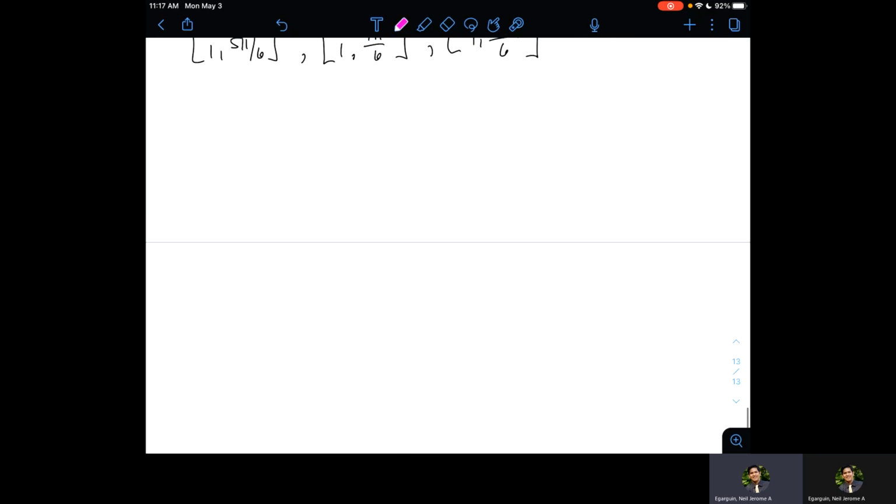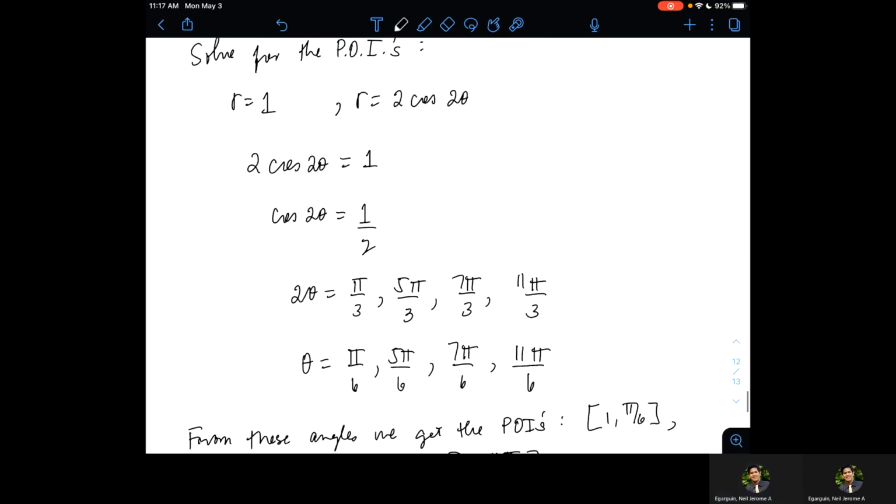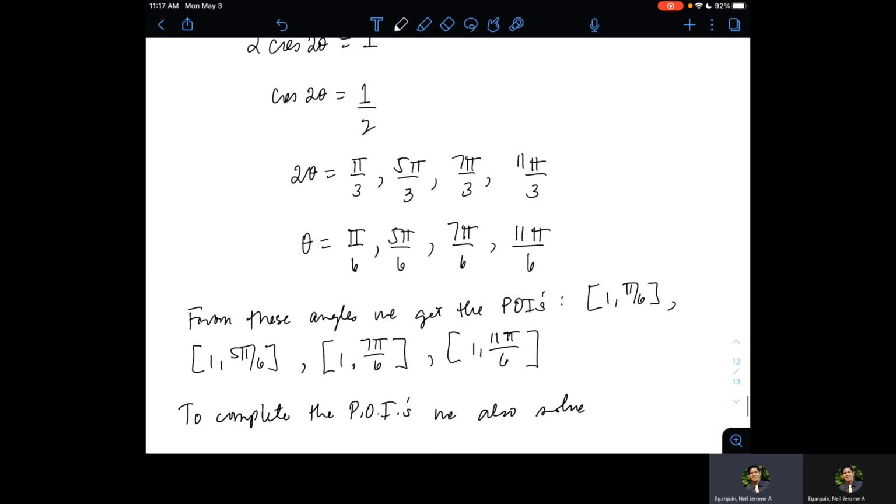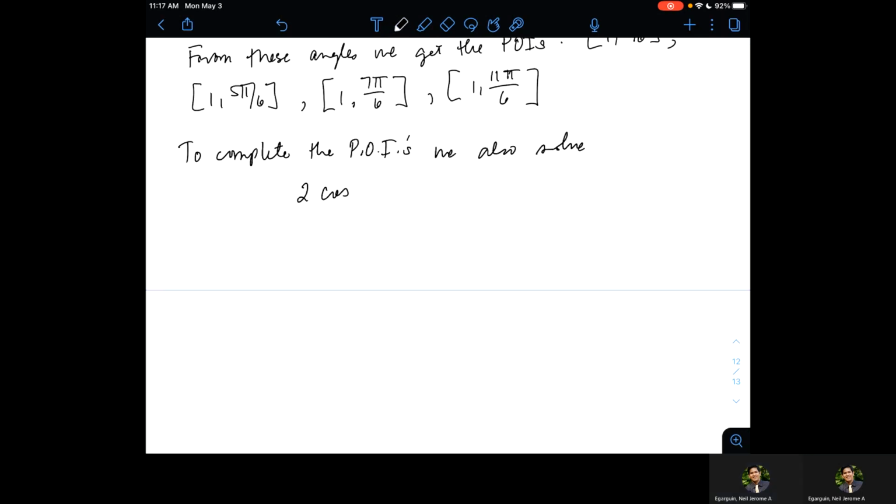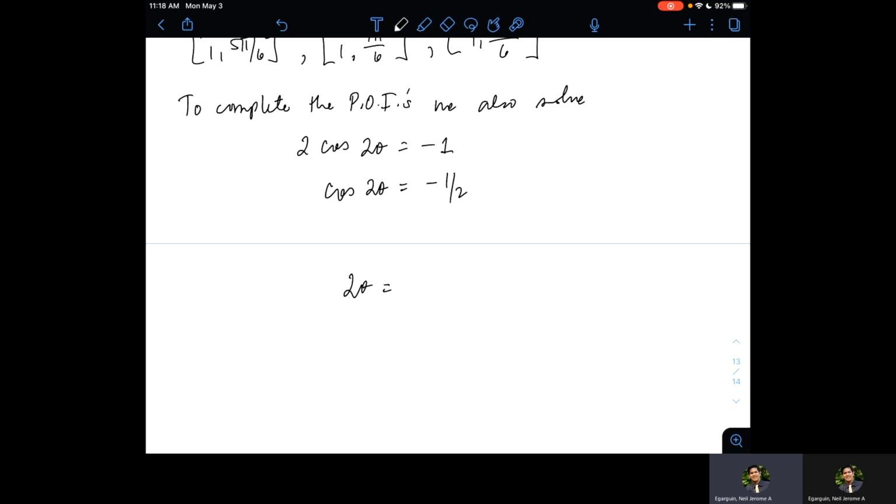So to find the other points of intersection, we also solve this equation: the right-hand side of the rose, 2 cosine 2 theta, equals -1. And we hope that this will give us the other 4 points of intersection, right? So here we'll have cosine 2 theta equals -1/2. And then we're looking for the angles 2 theta whose cosine is -1/2.